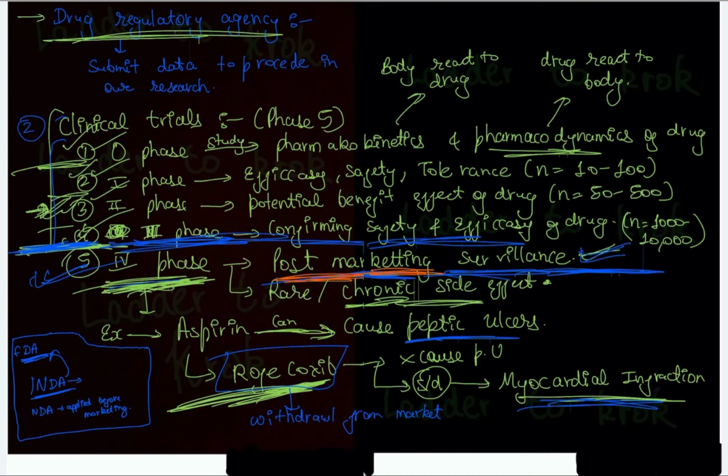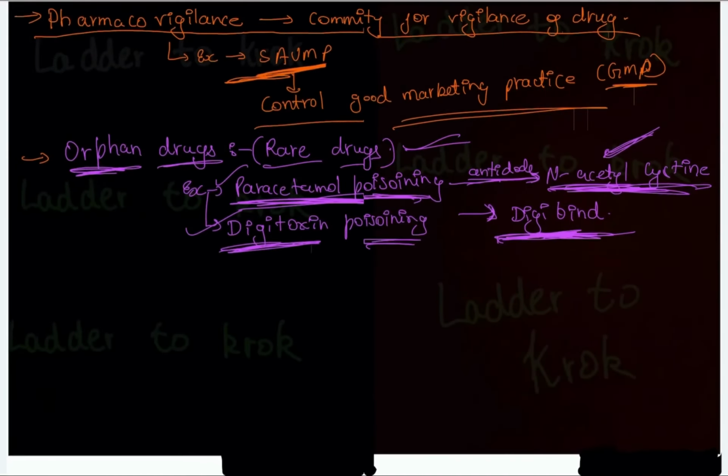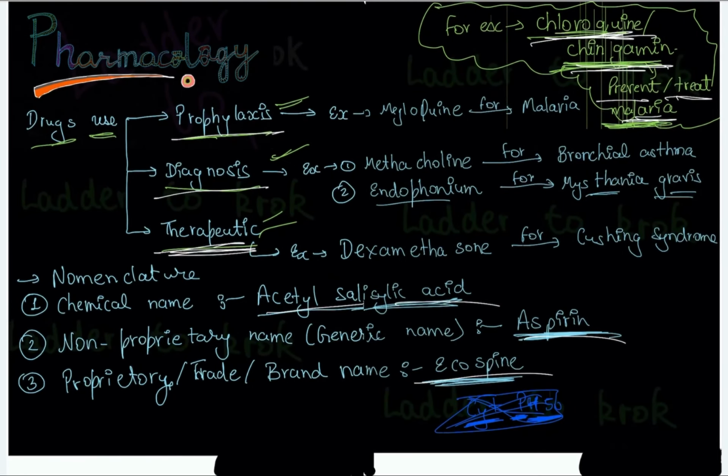Okay, which drug was withdrawn from the market after post marketing surveillance? Rofecoxib, it's important. Rofecoxib was withdrawn from marketing after post marketing surveillance. Now orphan drugs are rare drugs, like N-acetylcysteine and digibind. These are the important things to discuss. I hope everything is clear. Thank you.